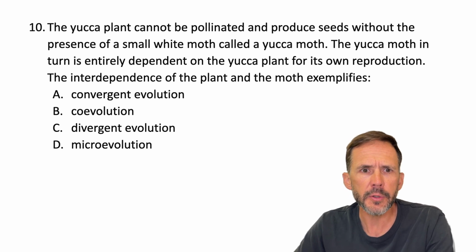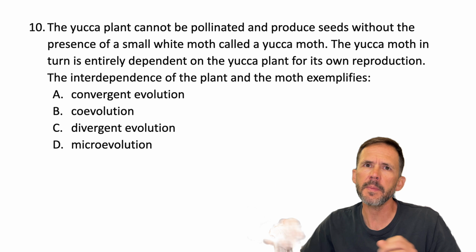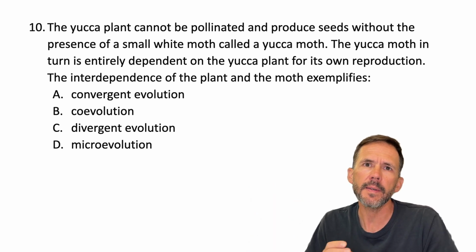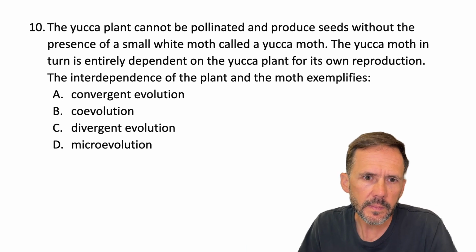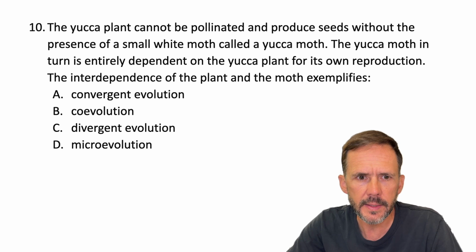So convergent evolution is where you would see phenotypes or consequences of evolution in distant taxa. Divergent evolution would be a deviation in different types of traits.